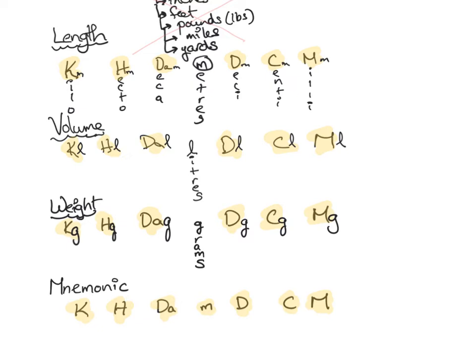Then the mnemonic to help us remember the order is King Henry died, and so you have the DA there represented. Mother didn't care much. And so this little sentence can help you remember the order from the largest unit to the smallest.